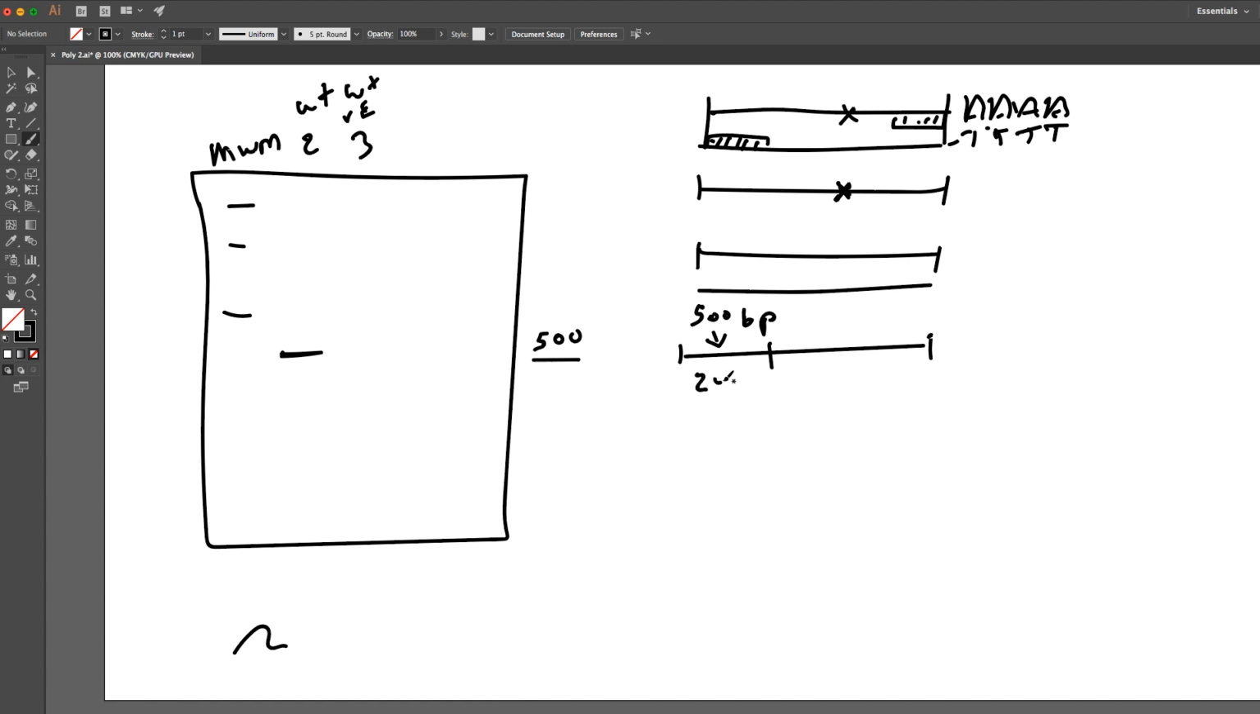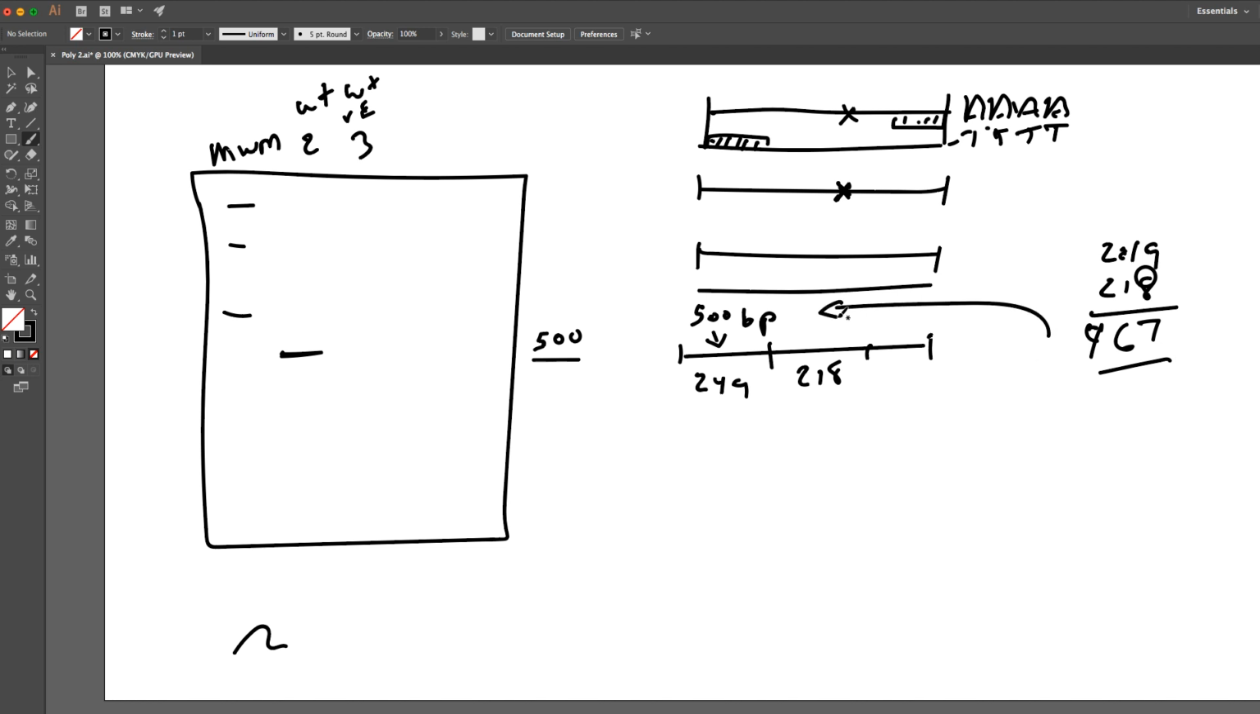249 base pairs long and another one that is 218 base pairs long. The problem is I added these two up, and 249 and 218 is a 4, that's 7. I said 4, 5, 6. That's 467, and that doesn't equal 500.